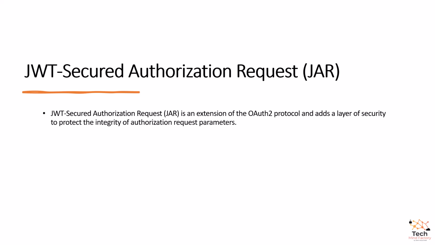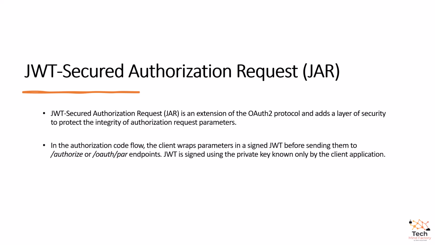Perfect. So now let's talk about another feature, which is JWT-Secured Authorization Request, or JAR. JWT-Secured Authorization Request is an extension of the OAuth2 protocol and adds a layer of security to protect the integrity of authorization request parameters. In the authorization code flow, the client wraps parameters in a signed JWT before sending them to the authorize or OAuth PAR endpoints. And then the JWT is signed using the private key known only by the client application.